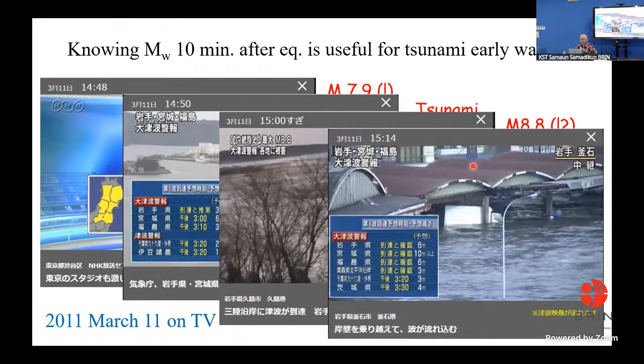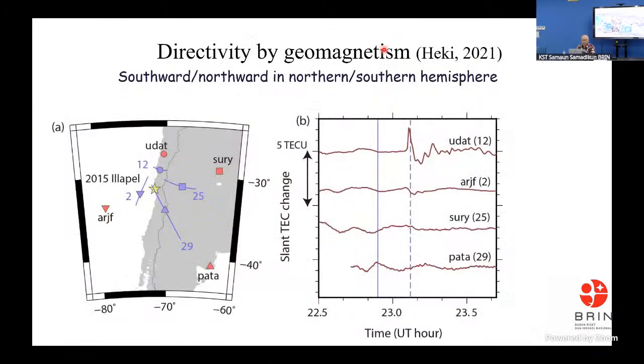And this is after the arrival of the tsunami. So if we can know the exact magnitude 10 minutes after the earthquake, it is quite useful for tsunami early warning. And the situation has now been improved, and I think this doesn't happen anymore by using many different ways.